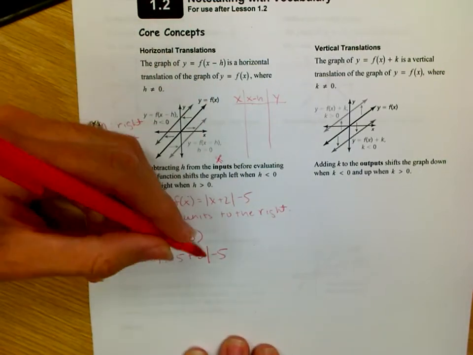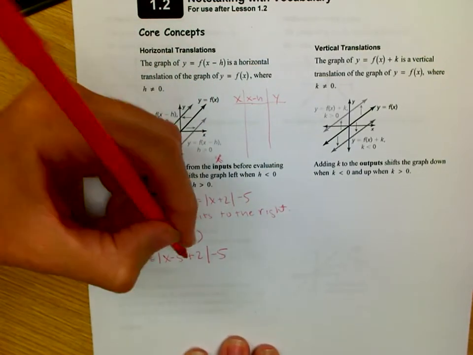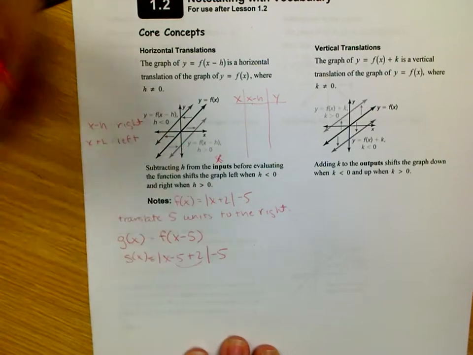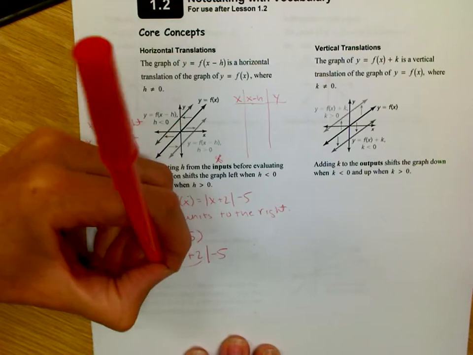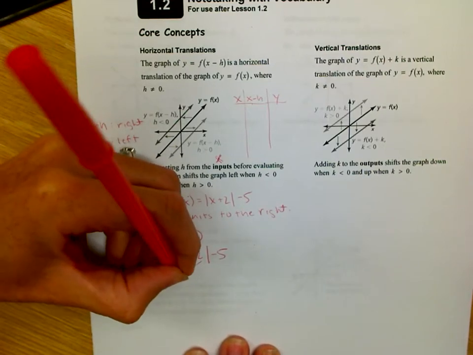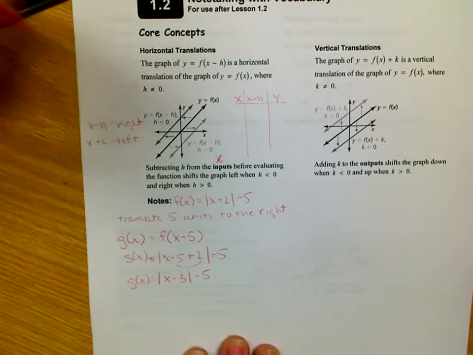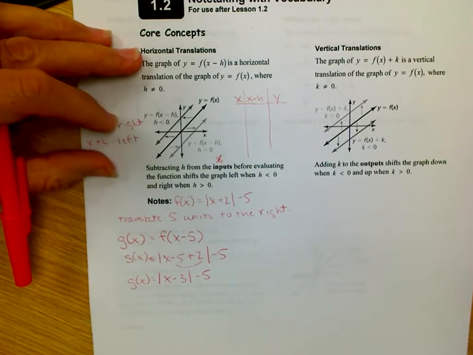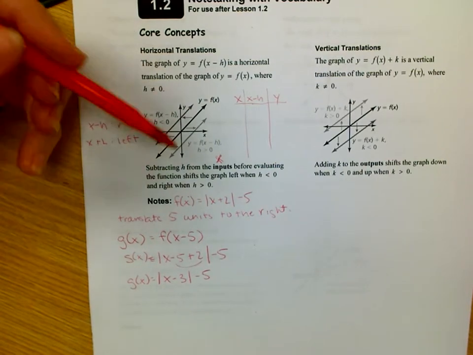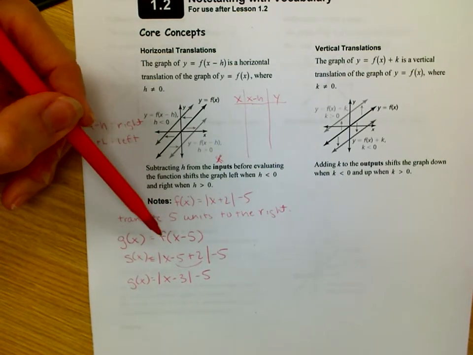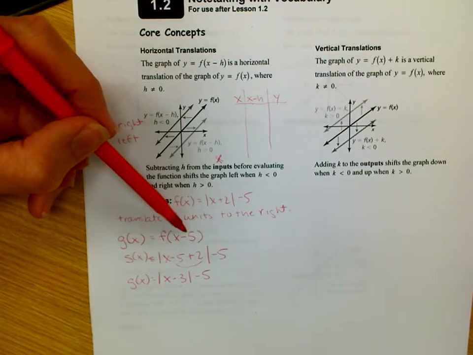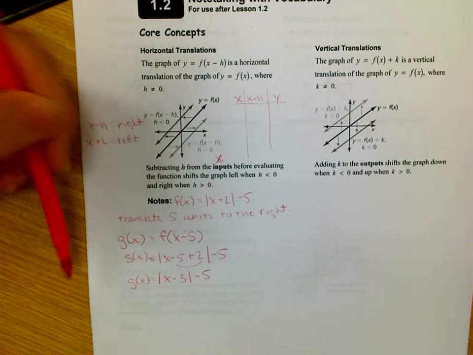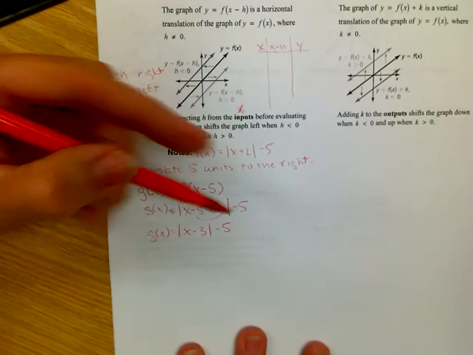And all I'm going to do is simplify what I can. Well, the only thing I can really simplify is I can combine those two like terms, and so my new function is the absolute value of x minus 3 minus 5. And so you just have to remember, when you're moving it horizontally, you're changing the x first. I'm going to go to my original function, change all the x's to this, and then clean it up.